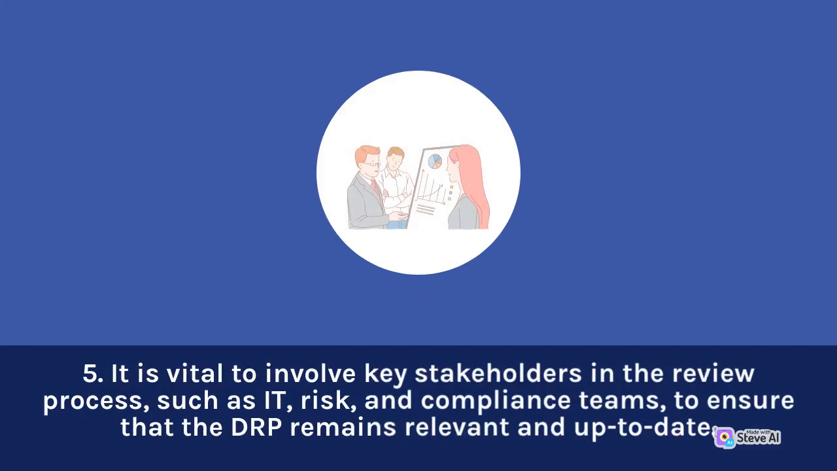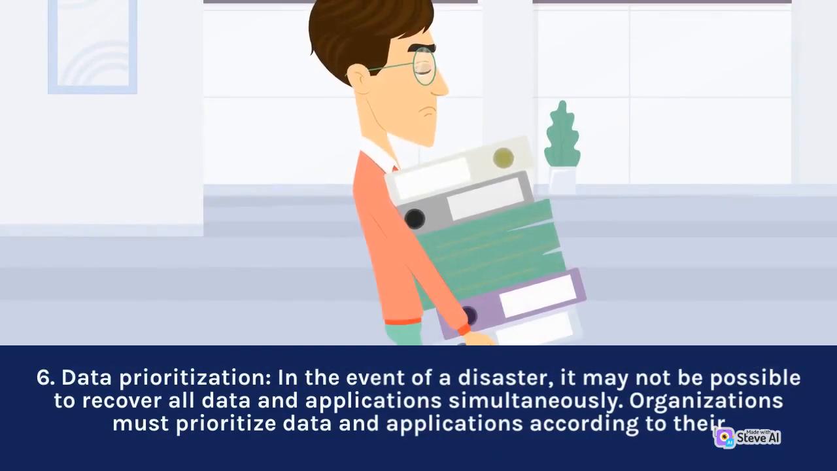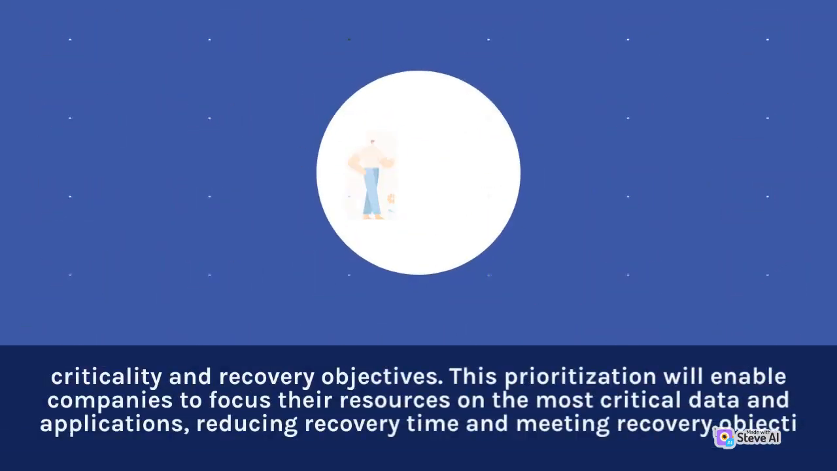5. It is vital to involve key stakeholders in the review process, such as risk and compliance teams, to ensure that the DRP remains relevant and up to date. 6. Data prioritization. In the event of a disaster, it may not be possible to recover all data and applications simultaneously. Organizations must prioritize data and applications according to their criticality and recovery objectives. This prioritization will enable companies to focus their resources on the most critical data and applications, reducing recovery time and meeting recovery objectives.